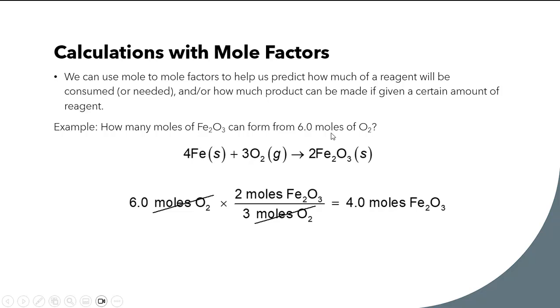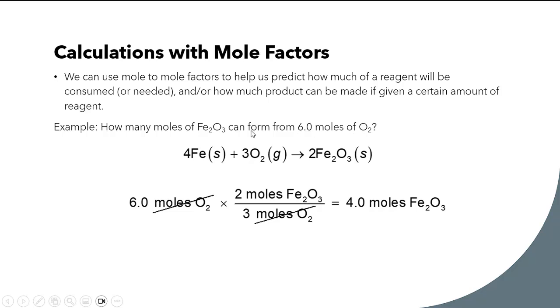So for example, we could ask the question, how many moles of iron oxide can be formed from 6 moles of oxygen? Okay, so here we have our balanced chemical equation that says for every 4 moles of iron and 3 moles of oxygen, we get 2 moles of iron oxide. Now, the question is asking us how many moles of product, iron oxide, can be formed by 6 moles of oxygen. So now that we're relating iron oxide to just one of the reactants, oxygen, we're going to assume iron is in excess, meaning we don't need to worry about how much iron is there.